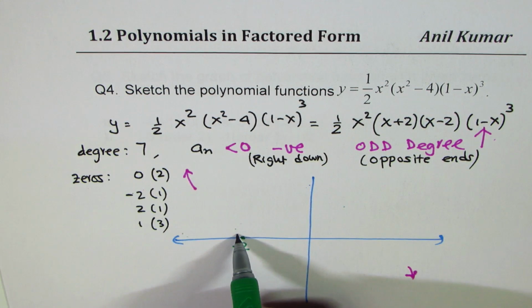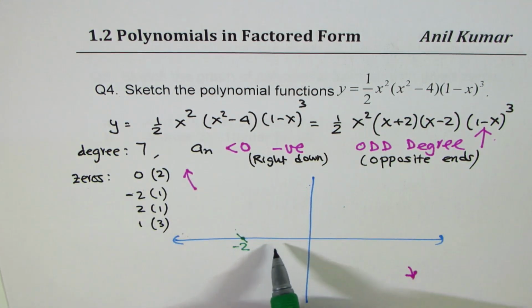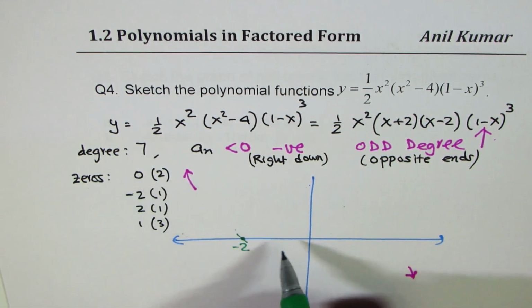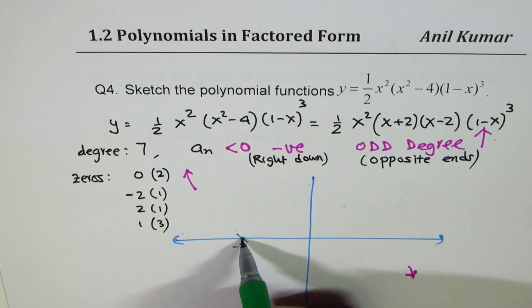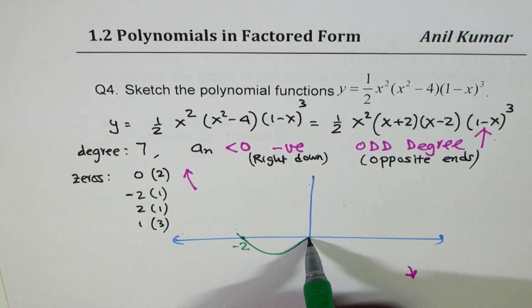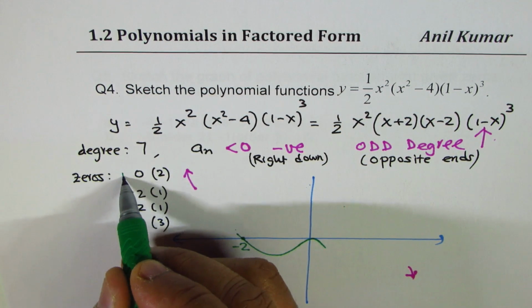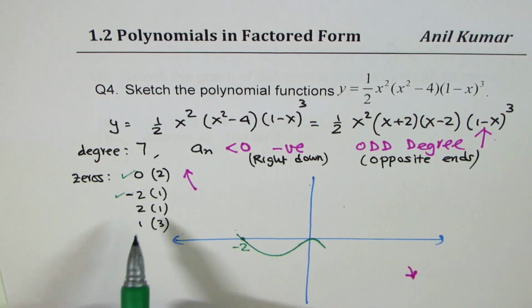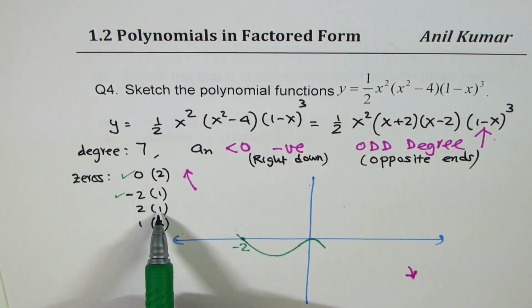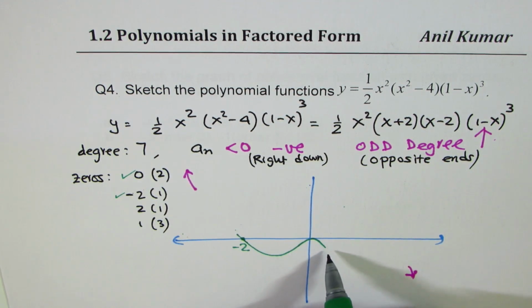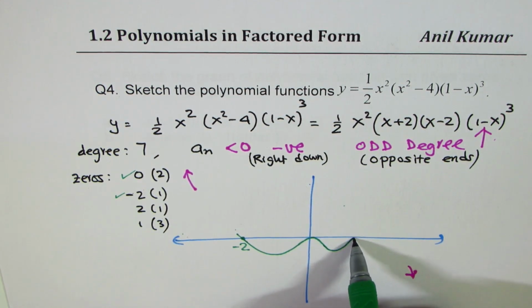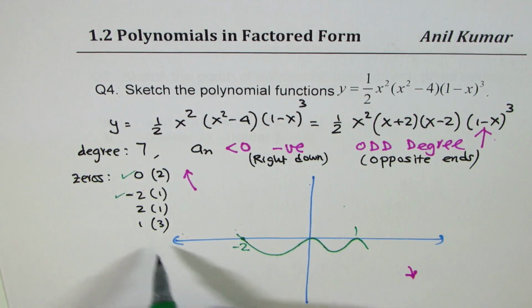So the graph will actually cross. We have to go from left to right. Is it okay? And then comes 0. So at 0, we are now on this side. So we'll turn at 0. So that is the 0 turning point. So we've taken care of this and that. Now at 1, it is again turning. So let's say we go back and turn at 1. So we have turning at 1 also.